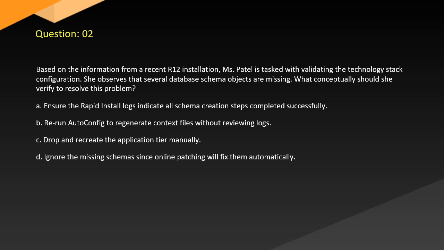A. Ensure the Rapid Install logs indicate all schema creation steps completed successfully. B. Rerun AutoConfig to regenerate context files without reviewing logs. C. Drop and recreate the application tier manually. D. Ignore the missing schemas since online patching will fix them automatically.